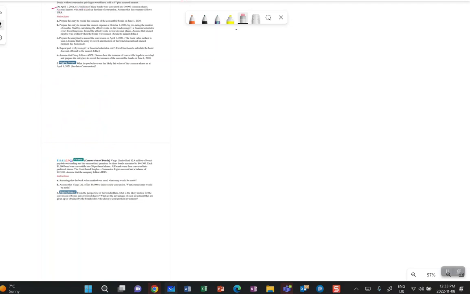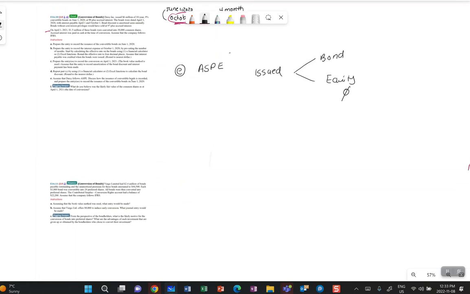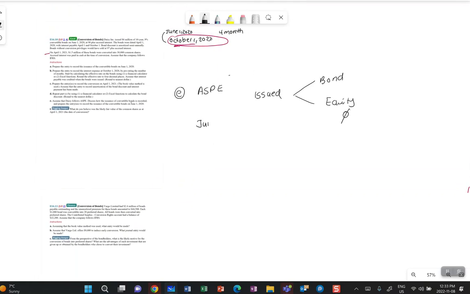So let's do part E. If the company was following ASPE, what they prefer is that when they issue a bond, they make the equity portion of the bond to be 0. So whatever the present value of the bond is going to be the value of your bond. So how would you record the entry on June 1st if the company was following the ASPE standard? June 1st, 2020, we issued the bond at 98 plus the accrued interest.